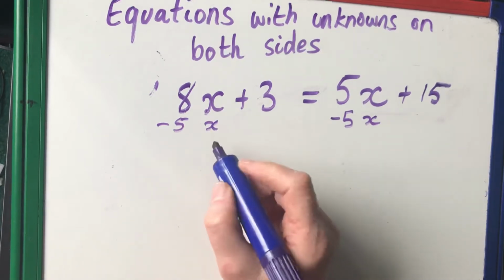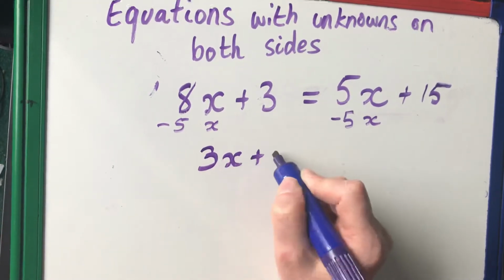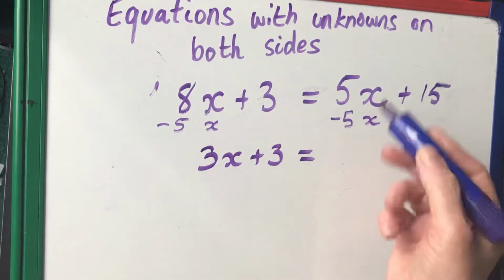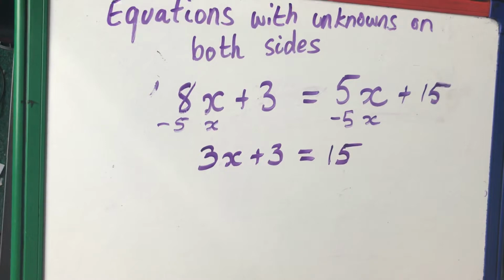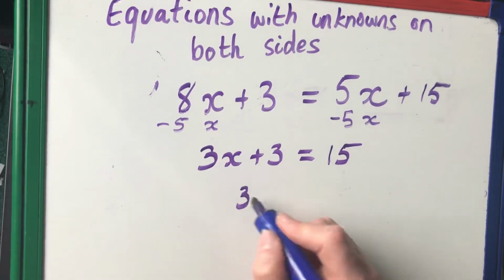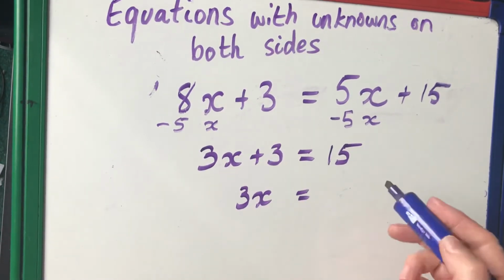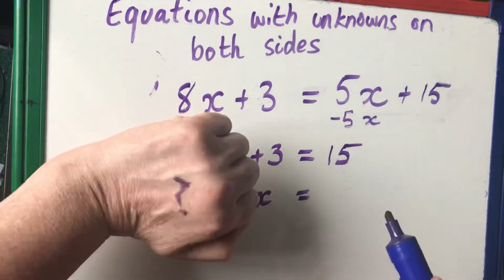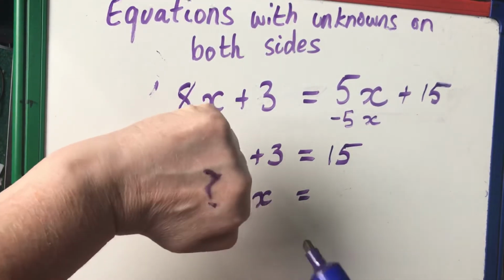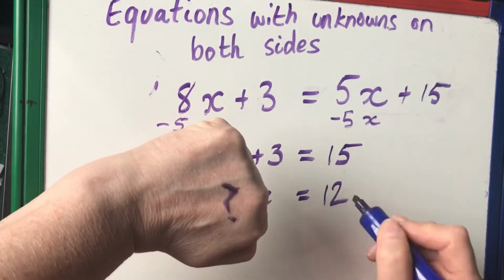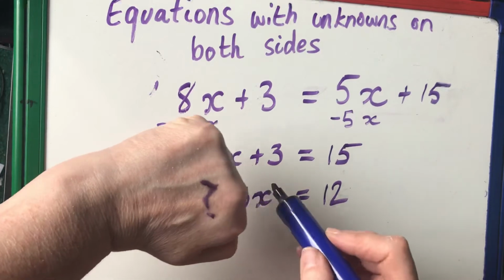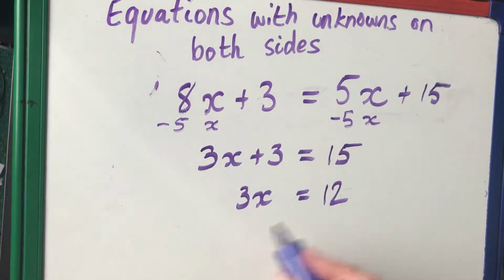8x take away 5x is 3x plus 3. Is equal to, 5x take away 5x is gone, is equal to the 15 there. I've now got a two-step equation. 3x plus 3 equals 15, so 3x is something, question mark, plus 3 equals 15. So 15 take away 3 is 12, because 12 plus 3 is 15. The inverse of plus 3 is minus 3. 3x equals 12. The inverse of times 3 is divide by 3, so I'm going to divide both sides by 3.